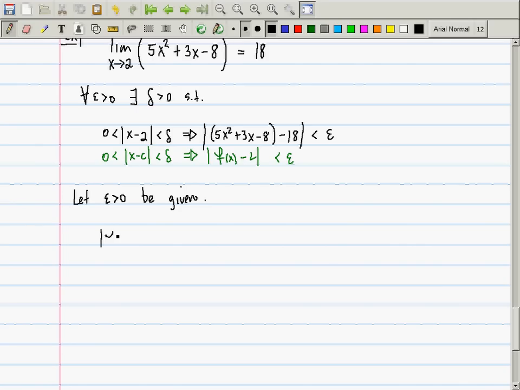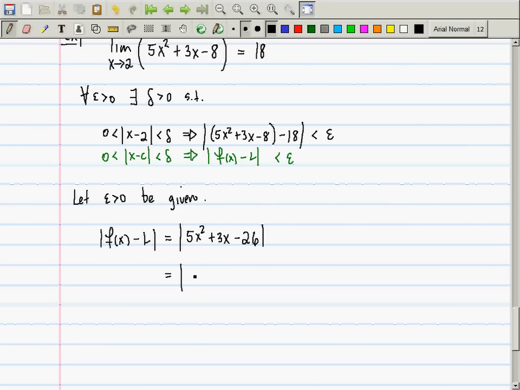Okay, so you start out with f of x minus L. So in this question, that will be 5x squared plus 3x minus 8 minus 18. So that's minus 26. Is that right? I hope so. So now I need to factor this expression. You look at that quadratic and you say, oh man, it's got a leading factor of 5. There's no way I'm going to be able to factor this.